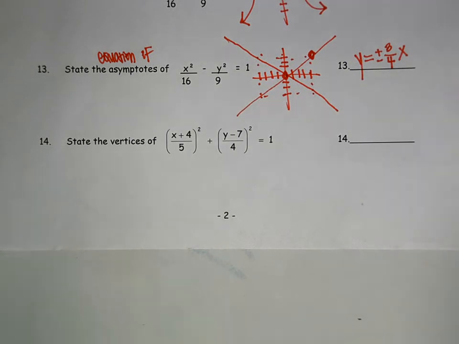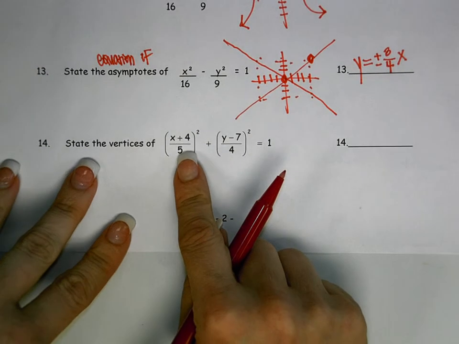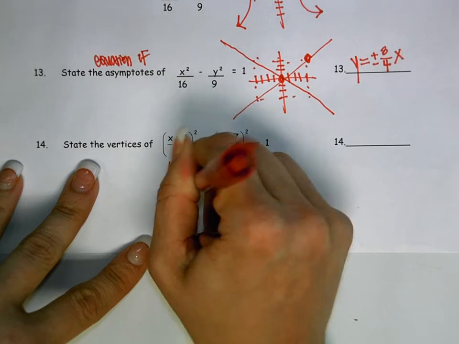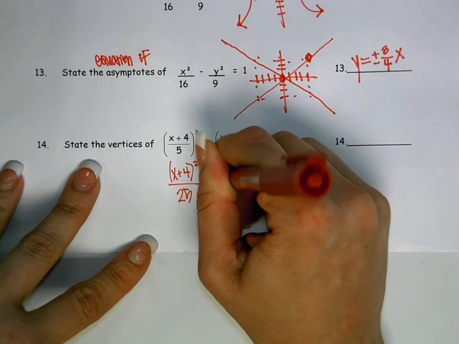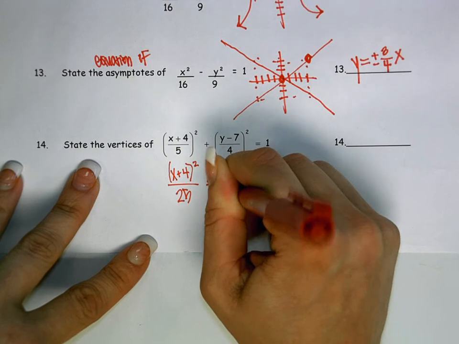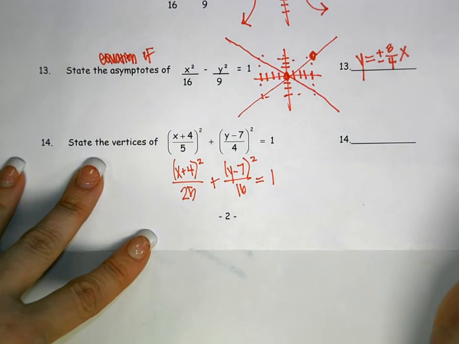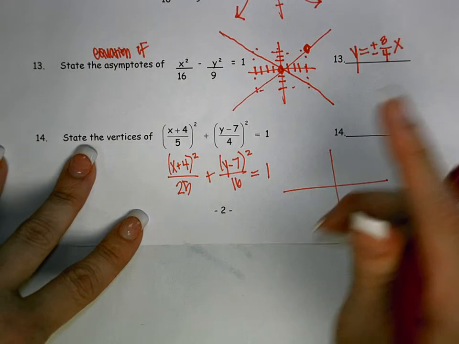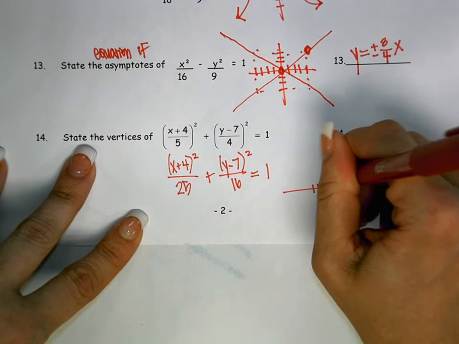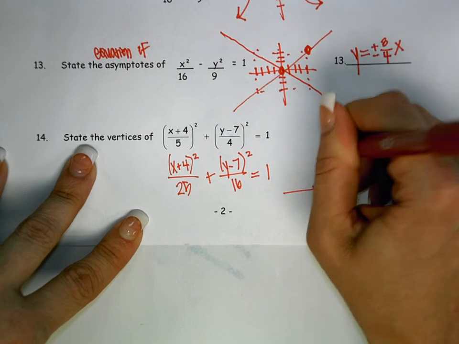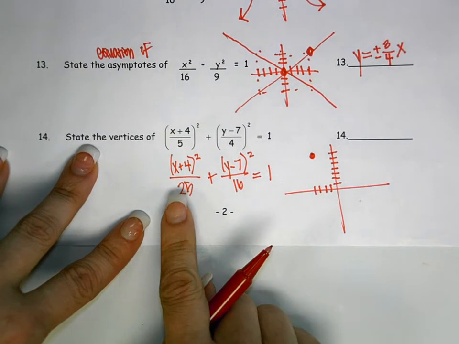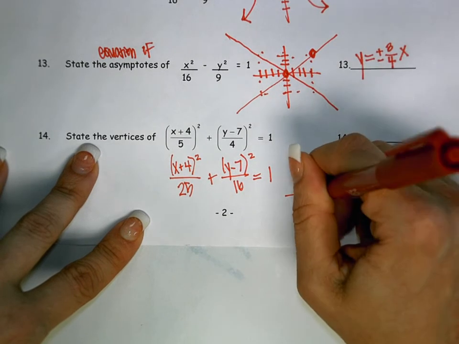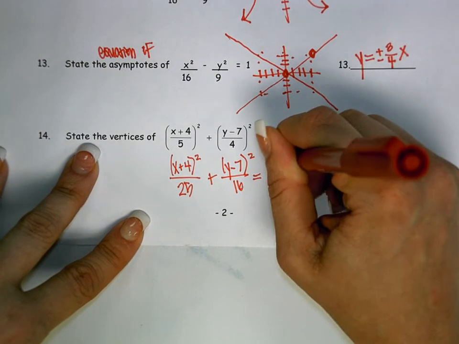Number 14, state the vertices. Anytime you have something inside a square, you only want the top to be in a square. So (x plus 4) squared over 25 plus (y minus 7) squared over 16 equals 1. The center here would be at negative 4, up 7. So over 4, up 7. From here, we're going to go side to side 5, and up and down 4.